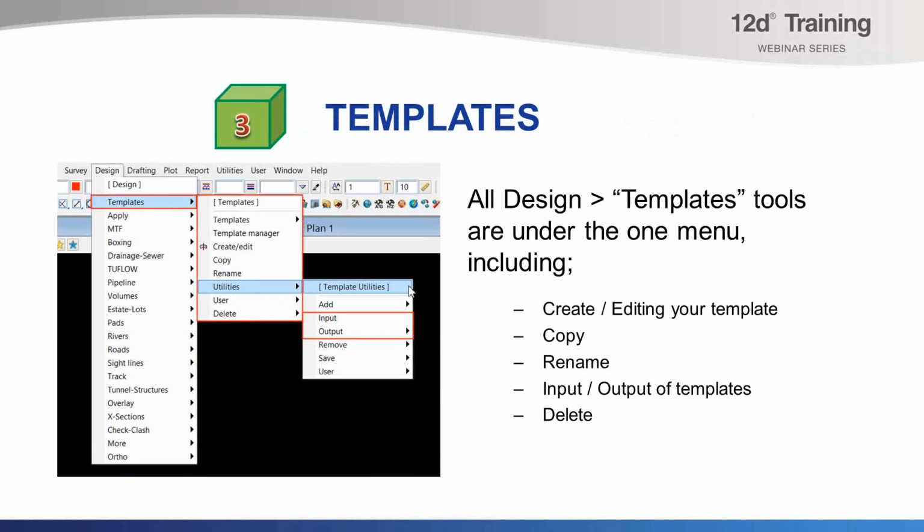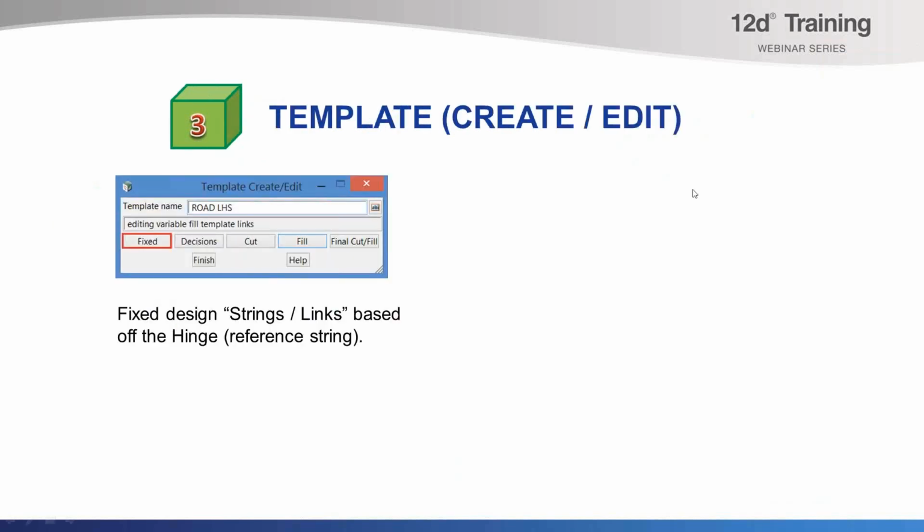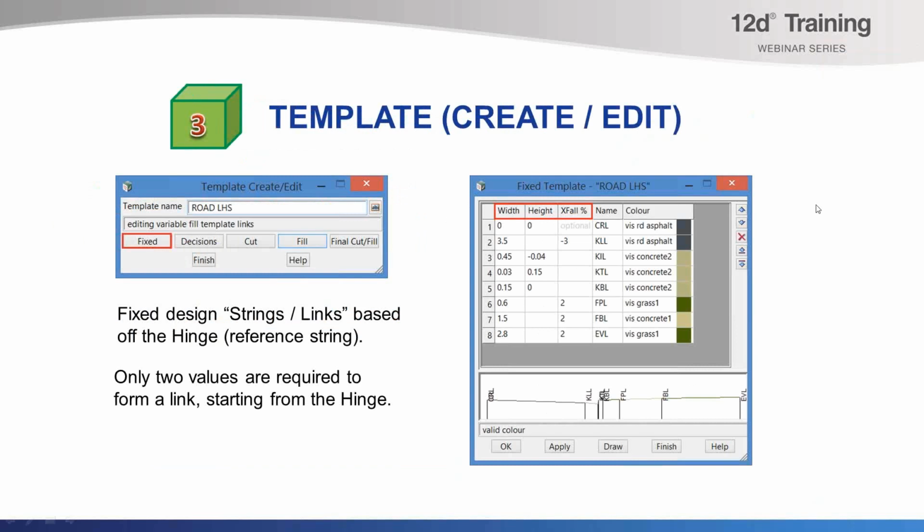So if you do have an office standard and you do come up with some standard templates, you're actually able to migrate these from project to project and reuse them again and again as you need to. The way the templates work, they obviously start when you create a new template with the fixed elements that you want to put in there, or the fixed links, and this is where you basically put in the geometry you wish.